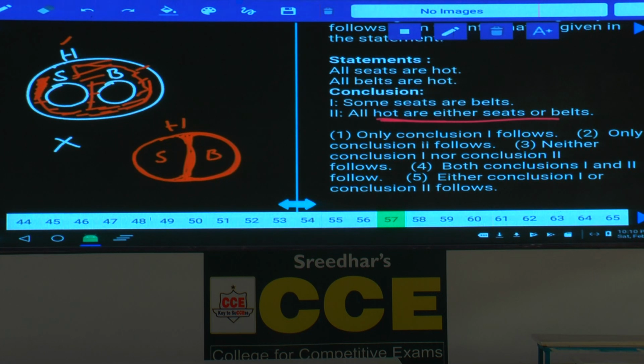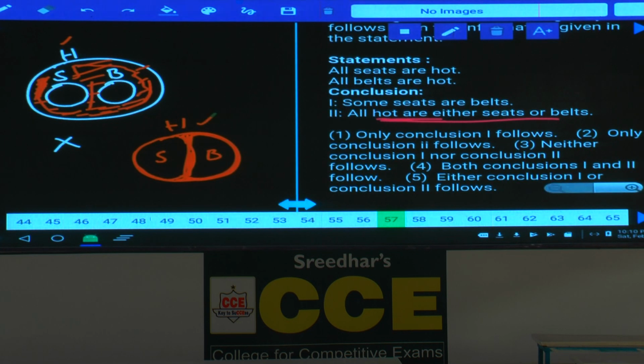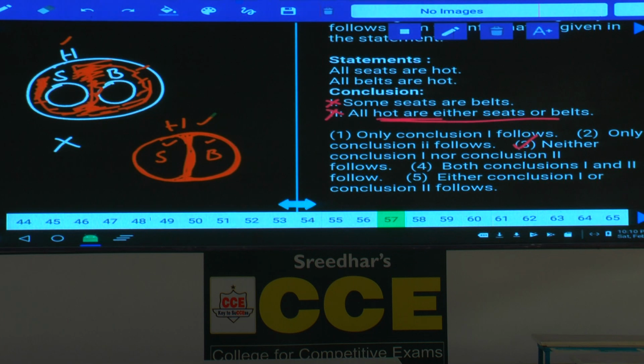Now sir, in the second one see here, all hot are either seat or belt. Does it fit or not? Here we can prove there is some region which does not belong to these two, and this also does not follow, hence neither one nor two, choice 3 is the answer. Follow here? And this is about question number 57.